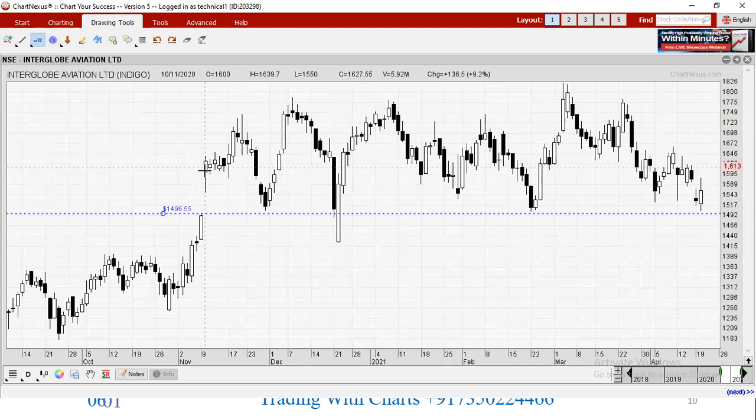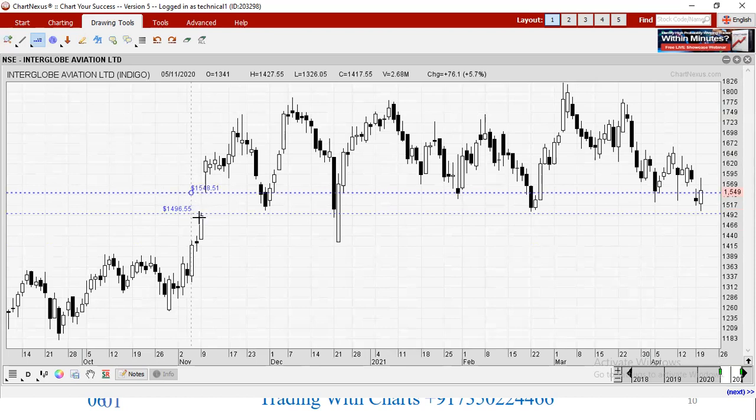So we will connect the low of this candle and we will draw one horizontal line at the high of this candle. So this is the gap area you can see from almost 1500 to 1550. And this gap appeared in the month of November. Today, we are in the month of April 2021. Till date, price is holding this gap beautifully. Every time you can see price has bounced from this gap area.